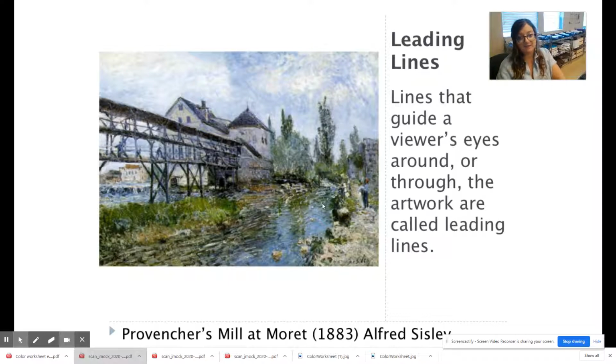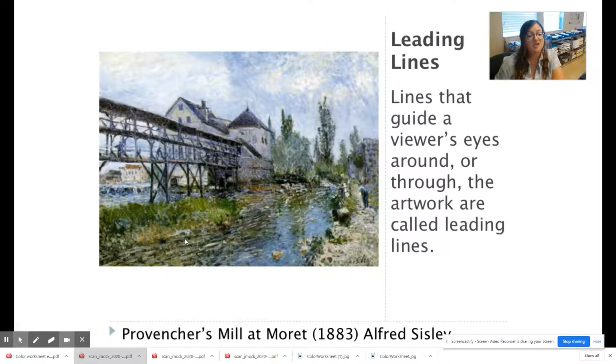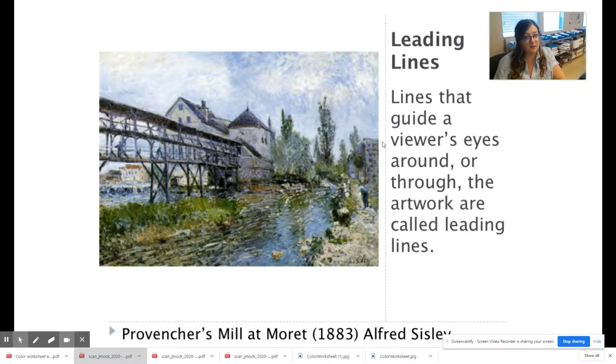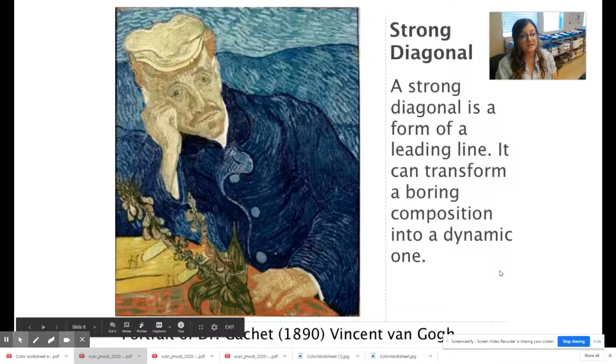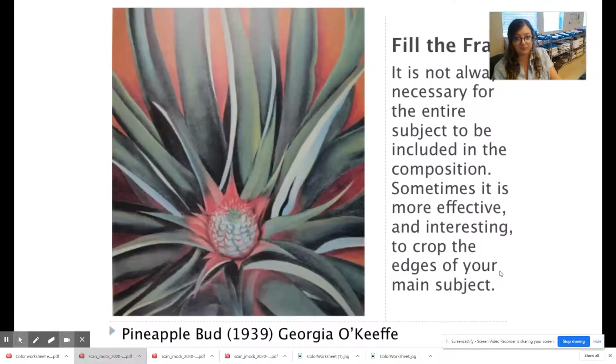All right, leading lines. If you guys can see on this right here, this line is leading you backwards into the painting. So the line just guides your viewer's eye, the viewer knows exactly where they should look. My eye kind of goes back here, and then it comes back around up here. So you really are telling the viewer where you want them to look. Strong diagonal lines are a form of leading lines, and they can transform something that's a little bit more boring and make it a little bit more dynamic.